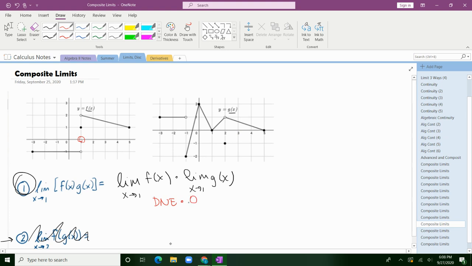So now I have 0 times does not exist. All right, 0 times does not exist, that doesn't work. You can't say, oh, well, the answer is does not exist. And other people might argue, well, that's 0, because 0 times anything is 0, but it doesn't really work when one of the limits does not exist. So if one of your limits is not defined, then the rule does not work.